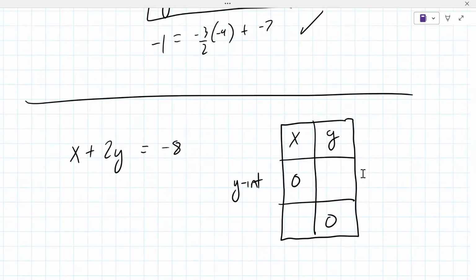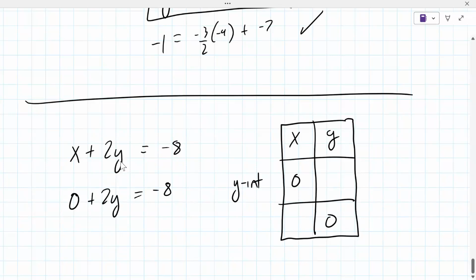Okay, so this first one is the y-intercept. You're putting 0 in for x. So I want you to put 0 in for x and solve for y. Can you try that? I'm happy to show you an example, but I think you can do this on your own. Okay. Well, the 0 is going in for x. So it's 0 plus 2y equals negative 8.